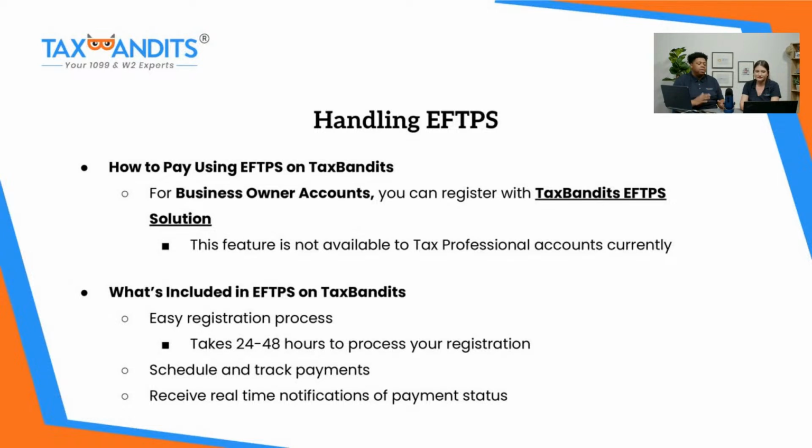Usually, if you have an account set up with EFTPS.gov, you can submit your 941 tax deposits there. However, through TaxBandits, we do offer a new feature for all of our business owner accounts. Essentially, you can register your EFTPS through TaxBandits using the 8655 form, and we'll be able to send your payments over to the IRS for your 941 or for your 940. It typically takes about 24 to 48 hours, and then you can schedule and track right in the platform.